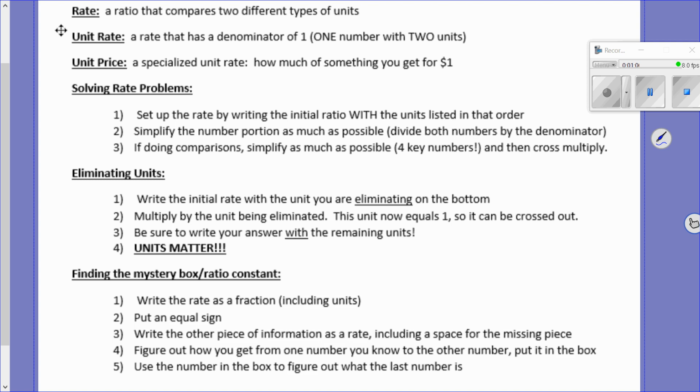One you're going to see is a specialized rate called a unit price. Unit price is just how much of something you get for $1. In both the unit rate and unit price cases, whatever I start with in my denominator is what I'm going to divide by to get it down to 1. So it makes it pretty simple.